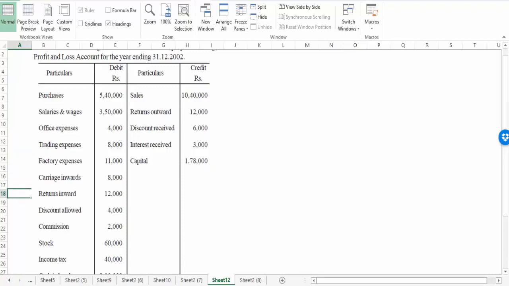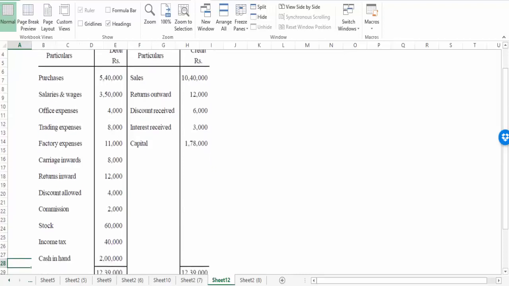Carriage inwards, it will be trading debit. Return inwards is nothing but sales return, so it will be netted with sales. Discount allowed, it will appear in P&L debit. Then commission is going to be P&L debit. Stock is an asset, but we have to understand this is opening stock, because closing stock will not find place in TB because it's an adjustment item. Then income tax, let's say it's a tax paid on the business income. Then cash in hand is an asset. It will not find place in your trading or P&L. So that's one item which we have to exclude.